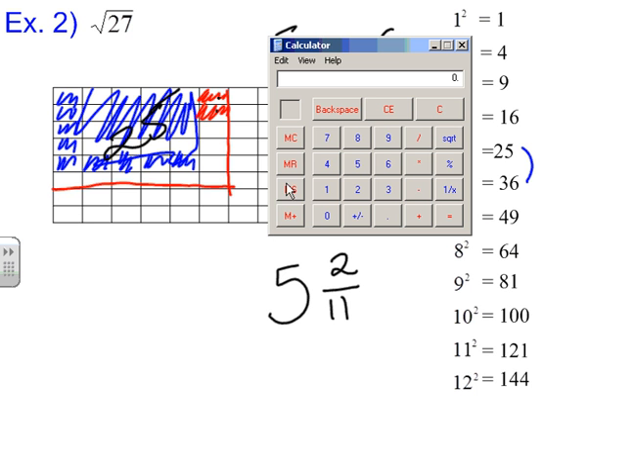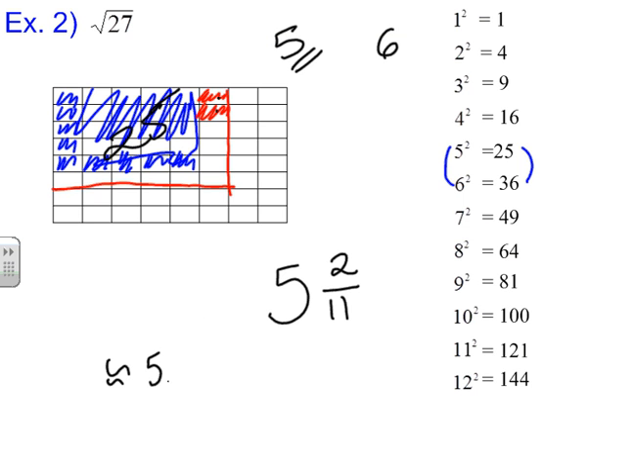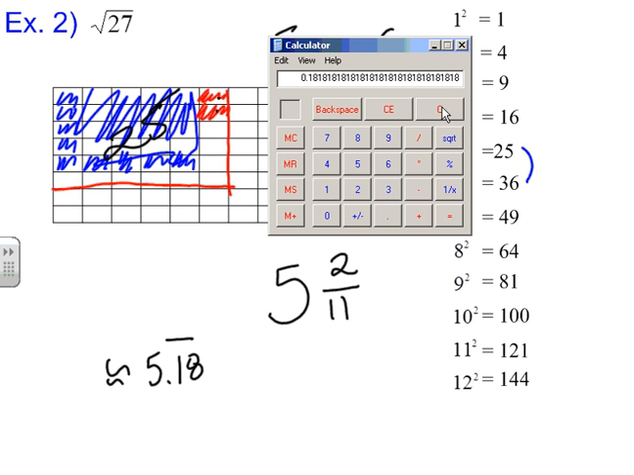Again, we're going to test it with our calculator. We're going to do 2 divided by 11. That gives us 0.18 repeating. So we know that that's going to be approximately 5.18. Let's use our calculator again to find out, what is the square root of 27? How close did we come to it? Not too bad, 5.196. So very, very close. Again, a hundredth off. We'll try it one more time.